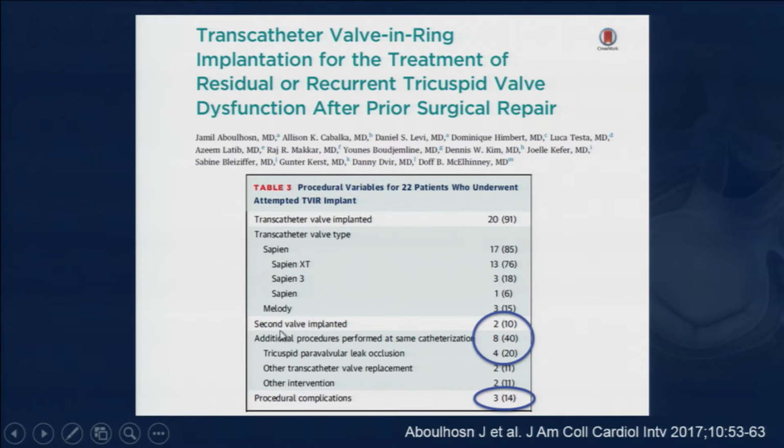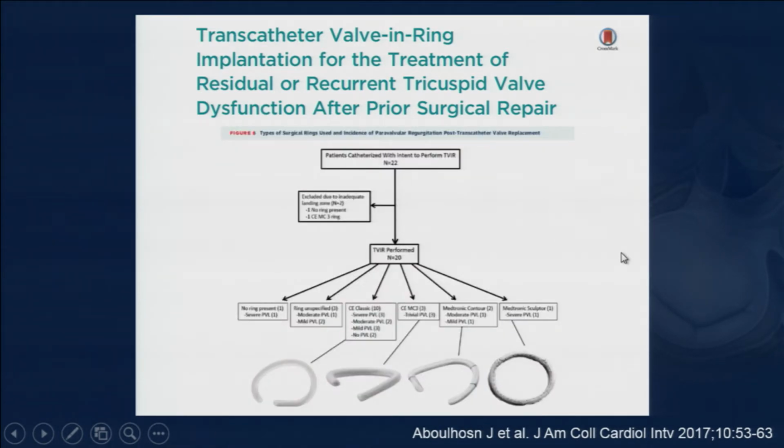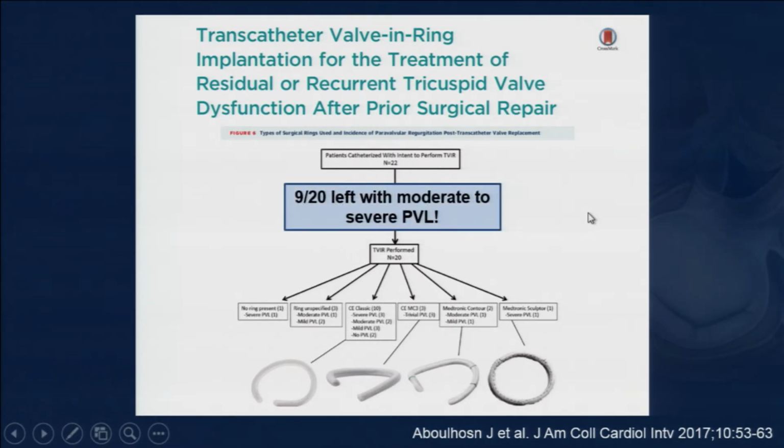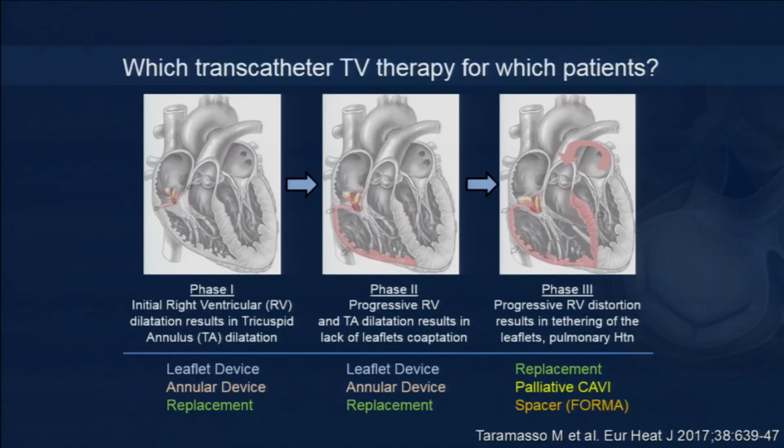And if you see the outcomes, 10% of them, this is a small series obviously, need a second valve, and also if you look at procedural complications, not benign. And this is a really sobering figure. You can see here they tried multiple different rings, and if you look at the data, 9 out of 20 are still left with moderate-severe paravalvular leak. So certainly, valve-in-ring in this particular position is still fraught with challenges.